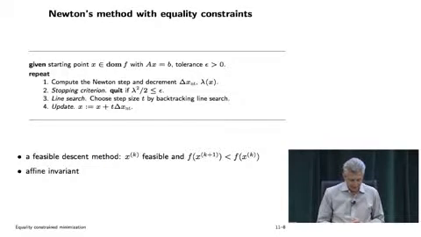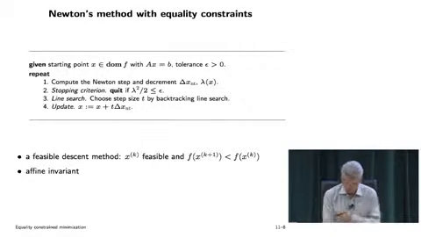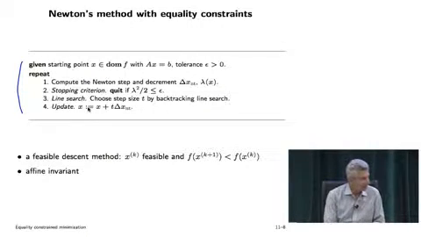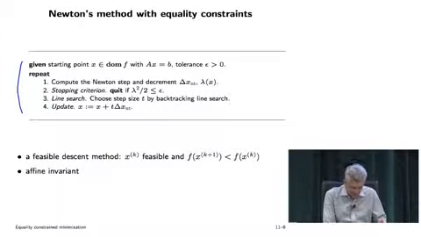Okay. Now, here's Newton's method with equality constraints. So here's the algorithm. You compute the Newton step and the decrement. You quit if the decrement squared over 2, which is your expected decrease, is less than epsilon. Then you do a line search and you update. So guess what? That algorithm is identical to Newton's method for unconstrained. It's exactly the same.